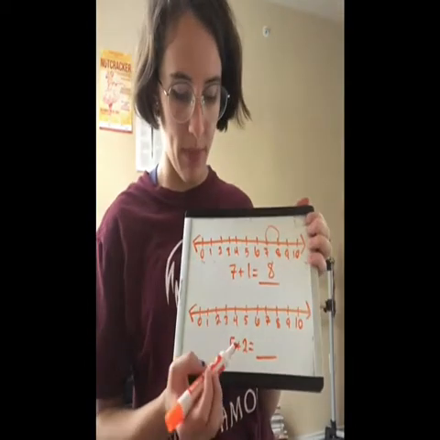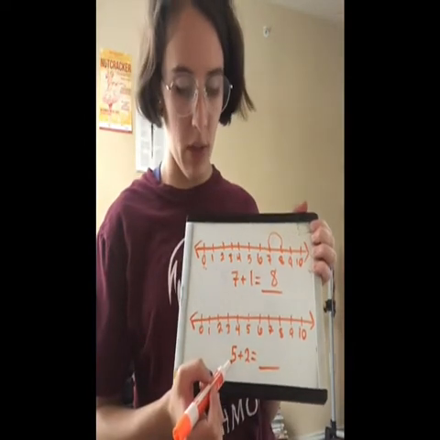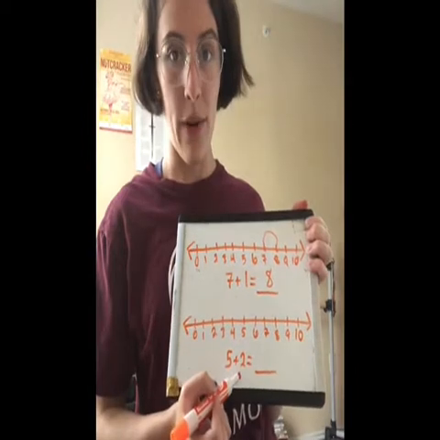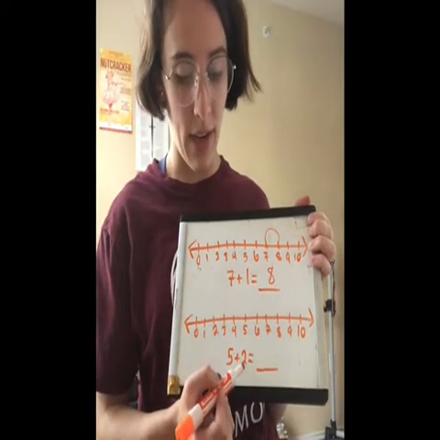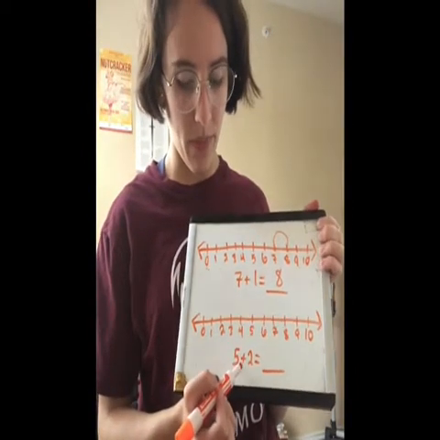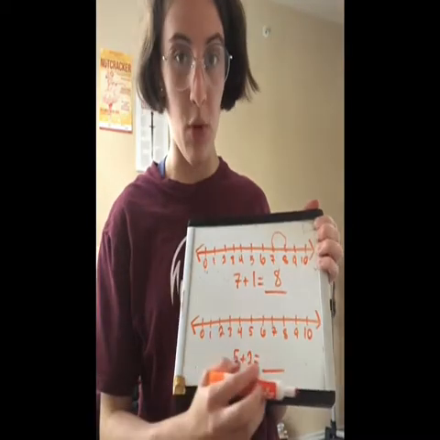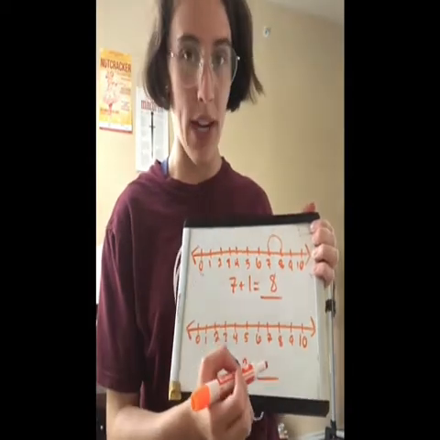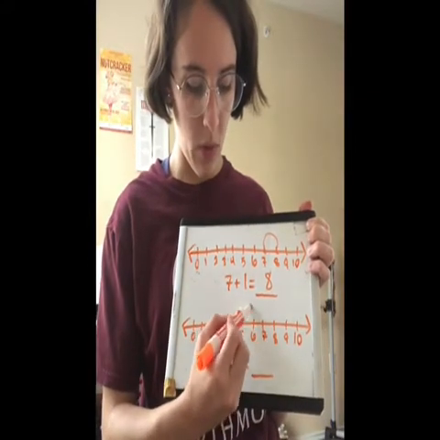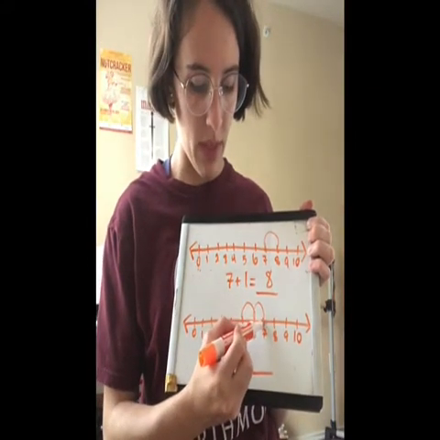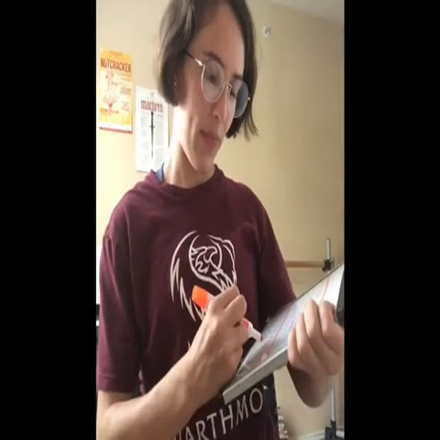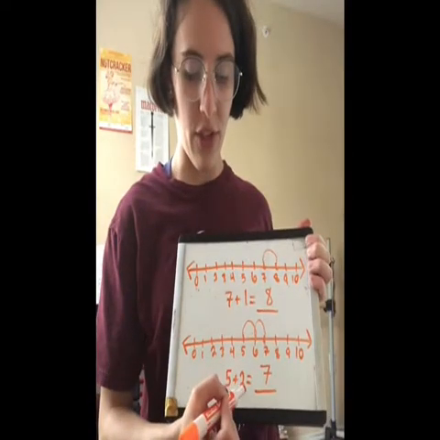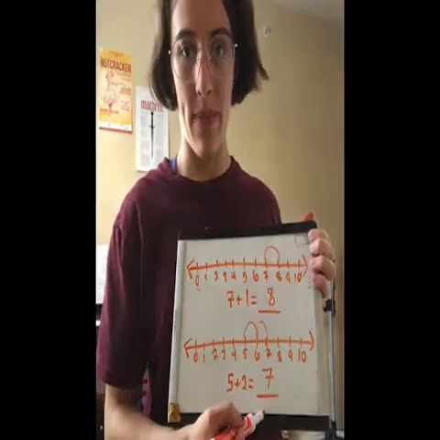Now for the second problem. The first number tells us where we start, so we're going to start on 5. The second number tells us how many bunny hops to take and in what direction. Positive means we're going to move to the right, and 2 tells us we're going to take 2 bunny hops to the right. 1, 2, and we land on 7. So 5 plus 2 equals 7.